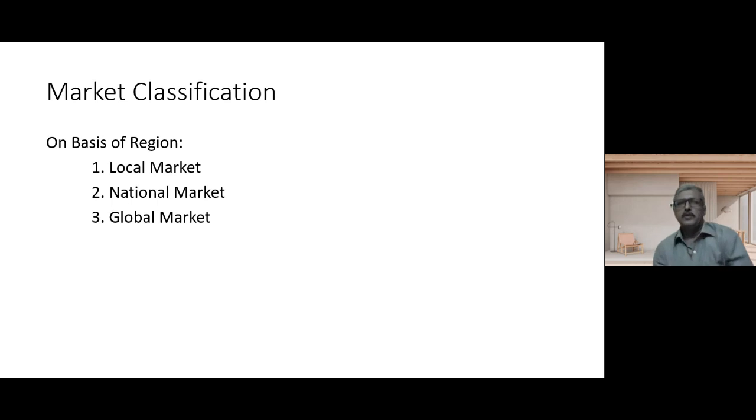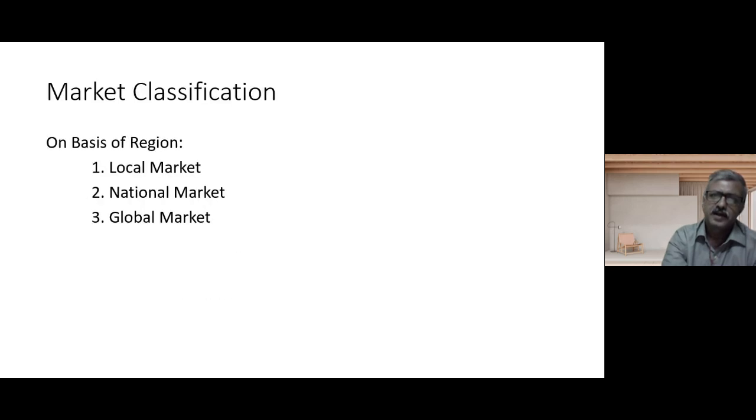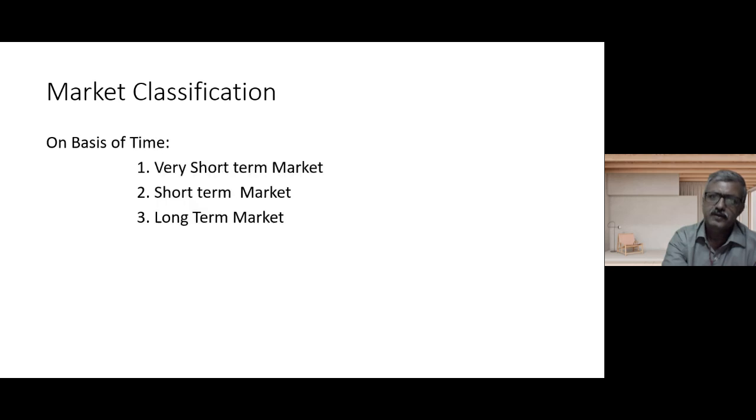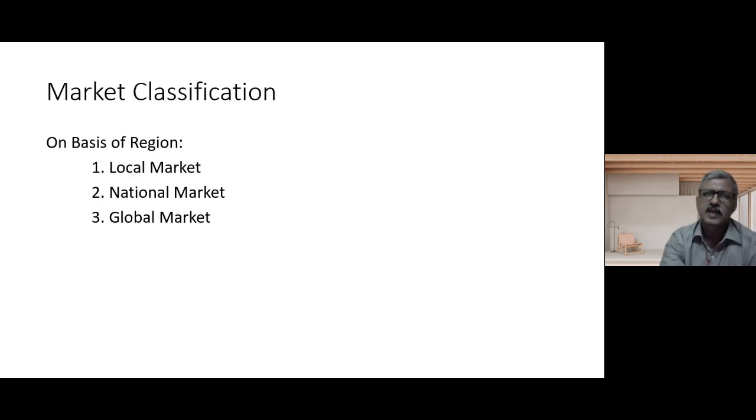सो यू कैन क्लासिफाई द मार्केट on three bases. The first one is region, geography. The second one is time, and the third one is competition. So we can classify market on three bases. The first one is on the basis of region, the place, geography. The second one, the duration of exchange, and the third one, the number of people who are selling it in the market. So एक एक करके समझते हैं.